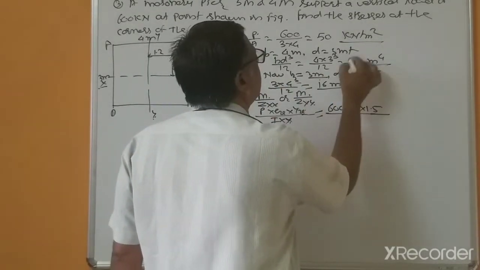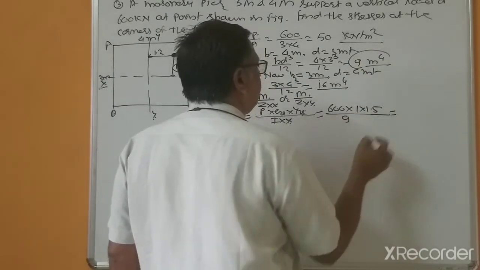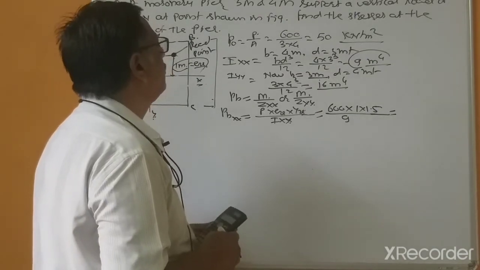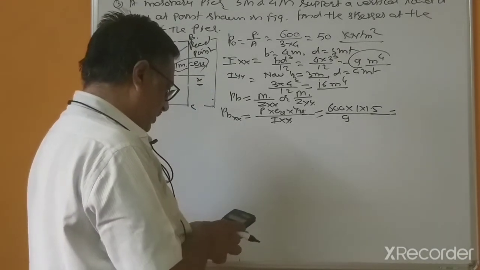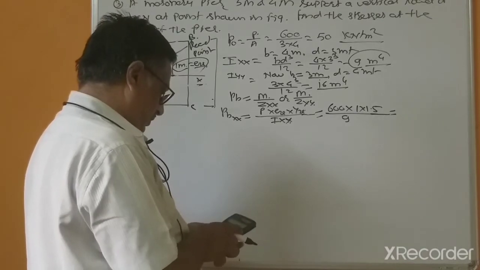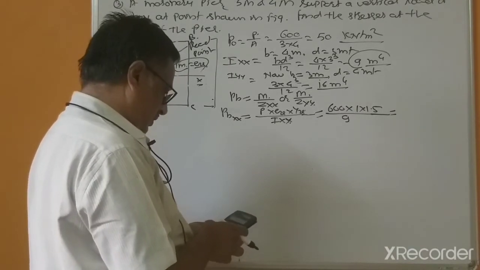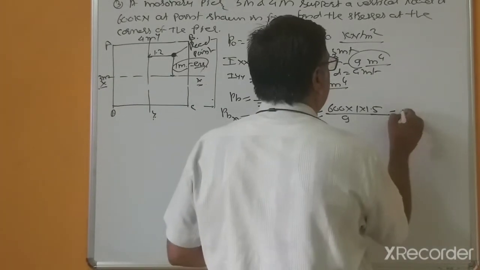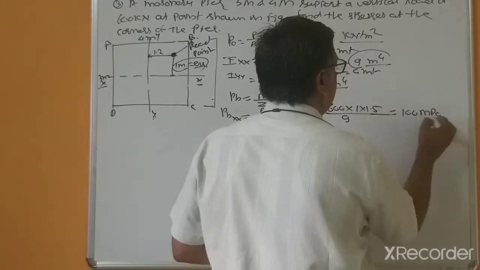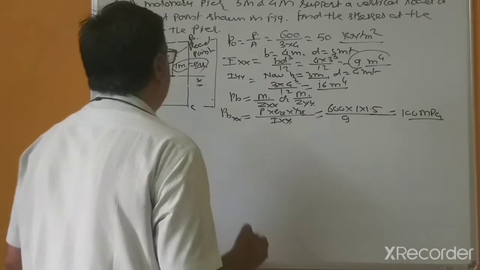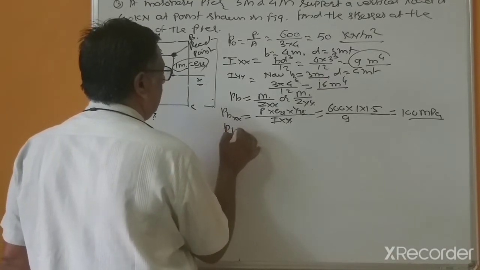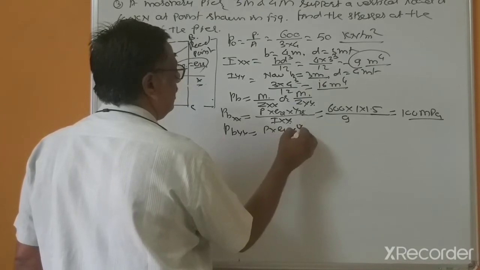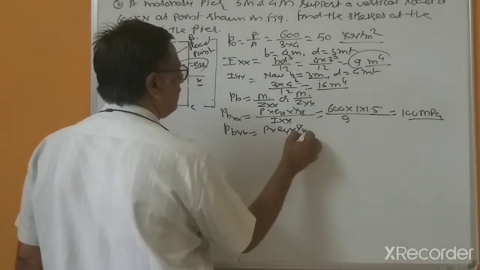Then Ixx divided by 9. This is 600 multiplied by 1.5 divided by 9. Now this is equal to 100 megapascal. Now for PB YY, it is P into Ey divided by Iyy.